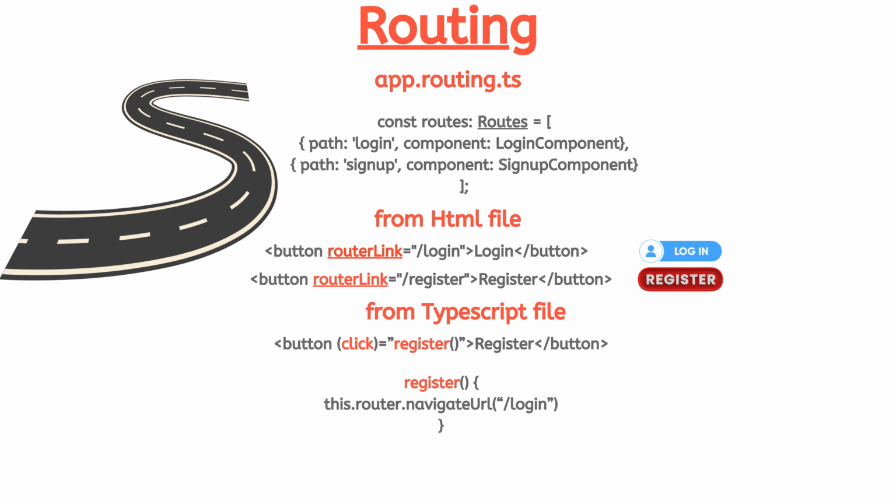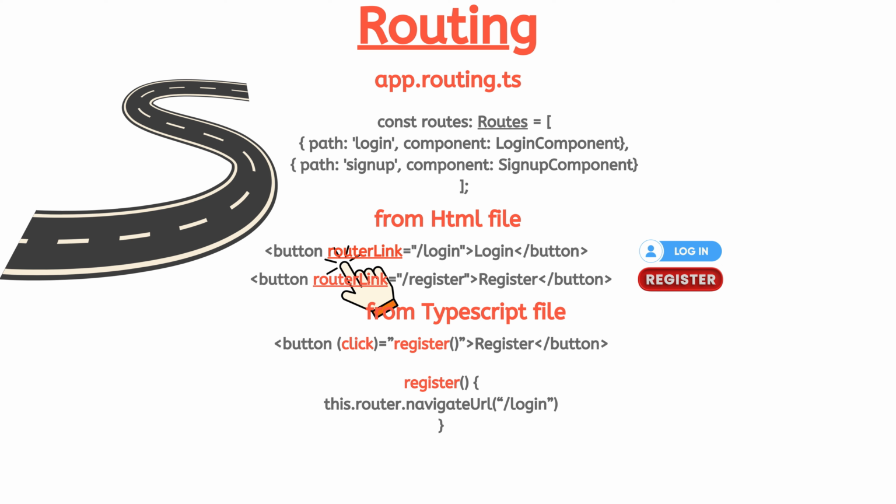One way is to navigate from one route to another from the HTML file, and there will be scenarios where we need to navigate from the TypeScript file also, based on conditional routing. If you want to route from the HTML file, you need to use routerLink, and you can pass the path name. So when you click this button, since it has a routerLink, it will automatically navigate to that particular route and render the login component. And the same way for register also.